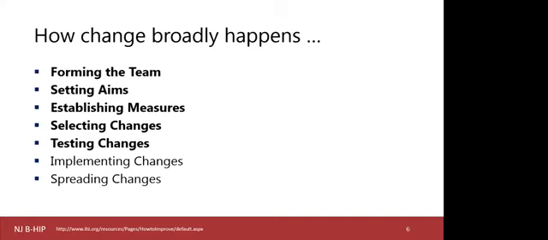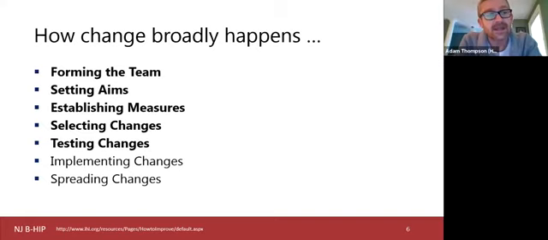So far, as you've seen, almost all of the sites have completed these steps in the change process. All of you have formed your teams. All of you have set your aims. You have established the BHIP measures and have begun reporting those. And now you've been in the process of selecting and testing your change ideas, which is why we have our deadline of January 1st for the first PDSA cycle. And this webinar is meant to help set you up for that process.